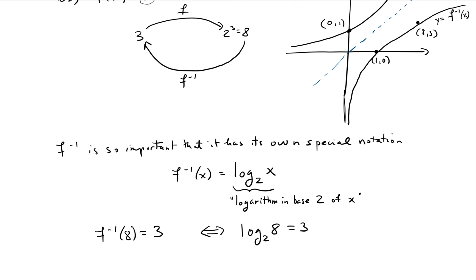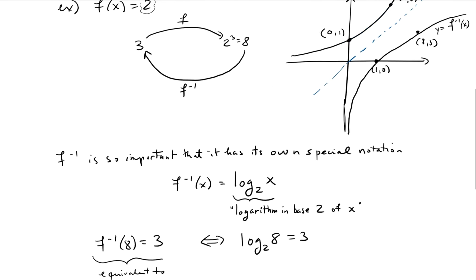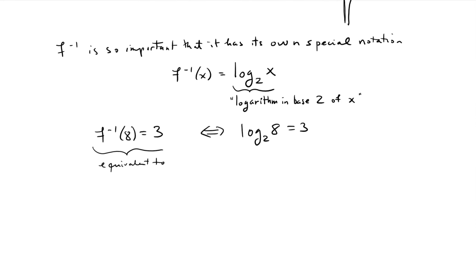And this one is true, right? Because this is equivalent to saying that f of 3 is 8, right? So if you go back to the diagram, 3 is sent onto 8, so 8 is sent onto 3 by the inverse. But saying that the inverse of 8 is 3 is the same as saying that f of 3 is 8. So in other words, if (8, 3) is a point on the curve of the inverse, then (3, 8) is a point on the curve for the original function.